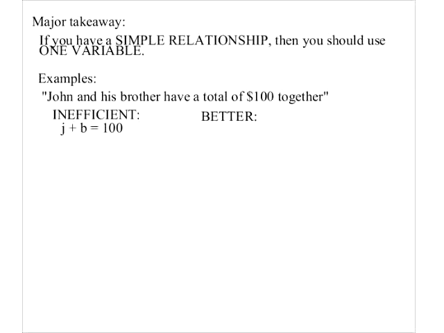Okay, a couple of you guys are typing it. So John is X, and then, yeah, a couple of you guys are getting it. John is X, and brother is 100 minus X. This is something you should be able to produce pretty much automatically.